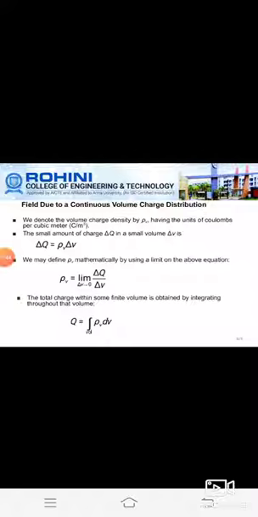And next one is volume charge. So if these charges are distributed in a volume, we will be calling it volume charge. So this volume charge density we are denoting as rho V. Rho V is nothing but total charge in coulomb divided by the total volume in cubic meter. If you want to find out the charge, that is Q, then Q is equal to integral of rho V into dV.